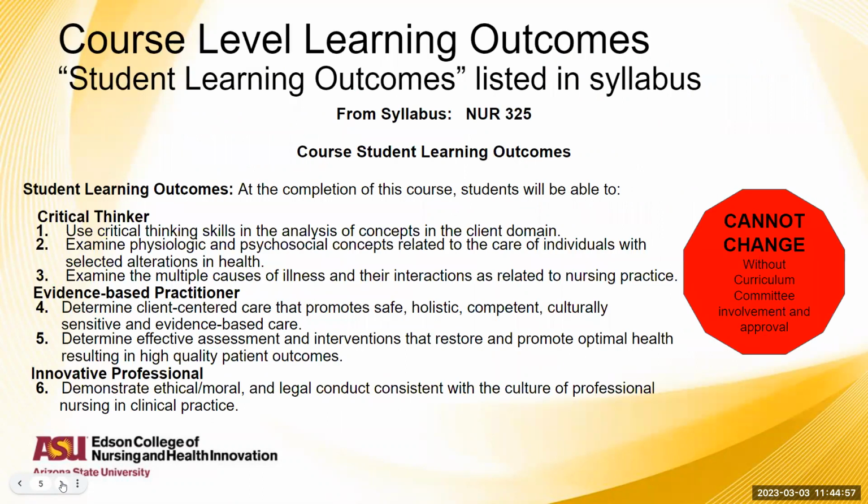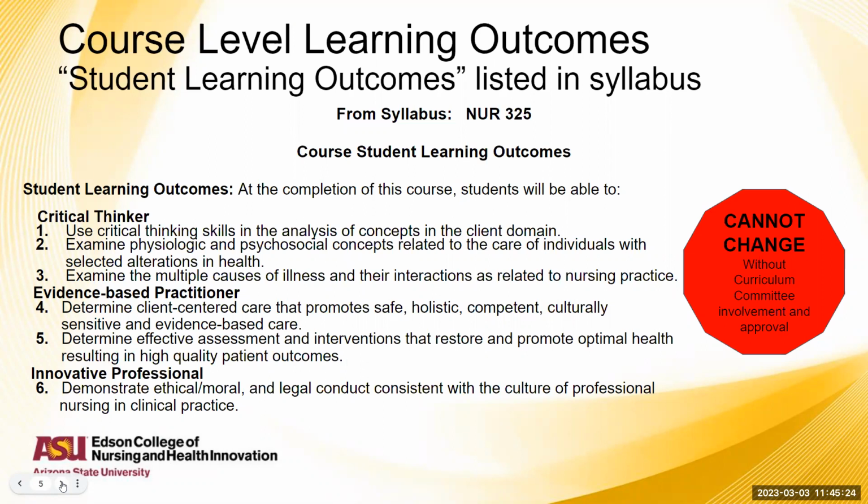The second level of learning outcomes are course level learning outcomes. If you look on the first or second page of any Edson course syllabus, you'll find the course level learning outcomes. As you can see by the red stop sign, these outcomes are essentially set in stone. Keeping these outcomes the same from semester to semester prevents what we call curriculum drift, and it provides stability for the structure of our curriculum.